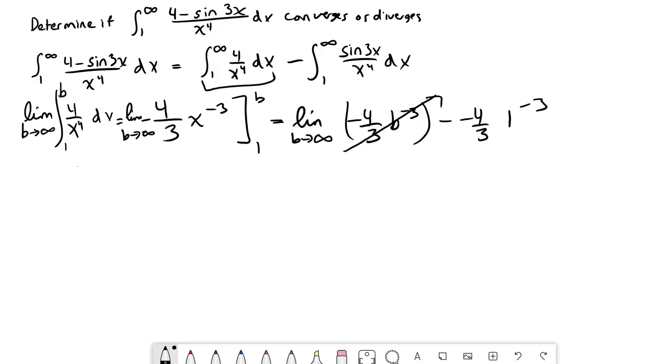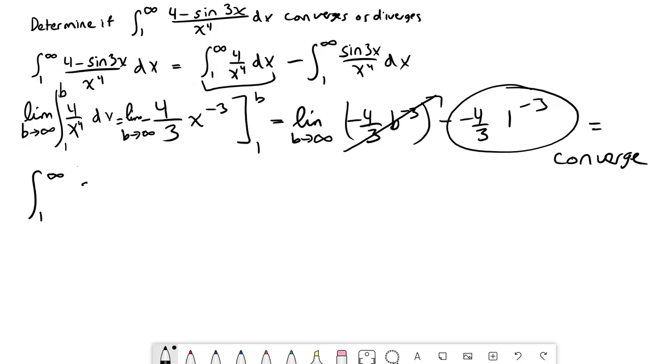This one goes to 0, and this one ends up to be a number, so we know this converges, right? I don't really care about the value it is, I just care that it converges because it's a number. Now let's look at the second part, which is actually the thing that requires the comparison test. So let me just look at the integral solely.